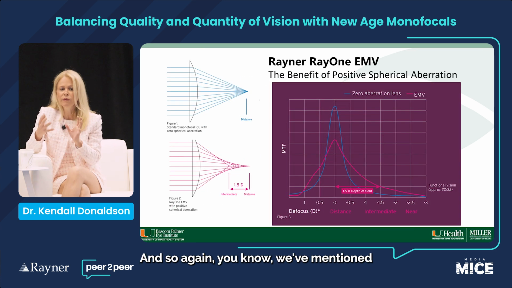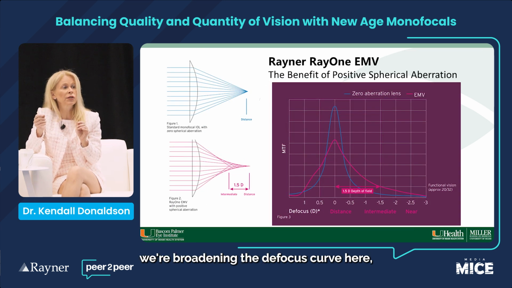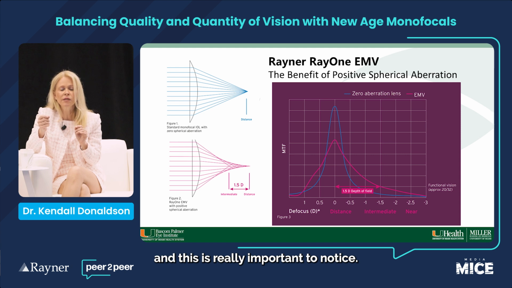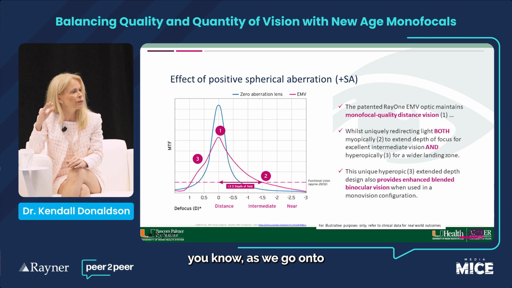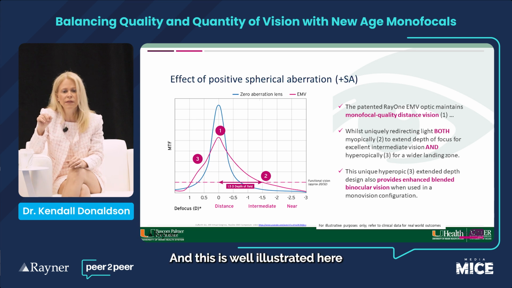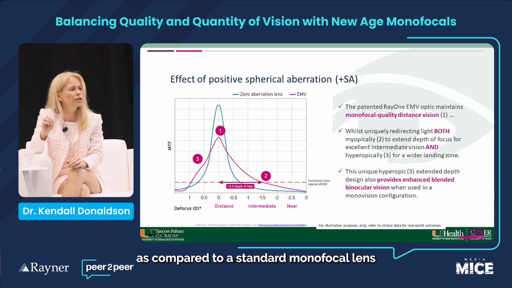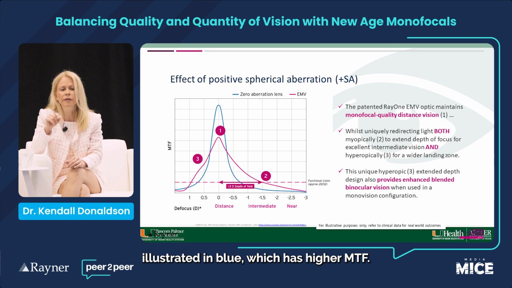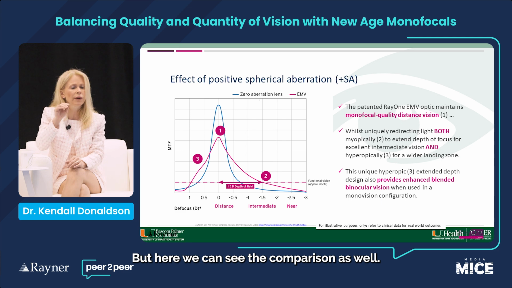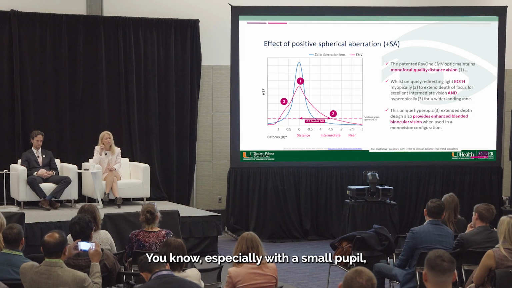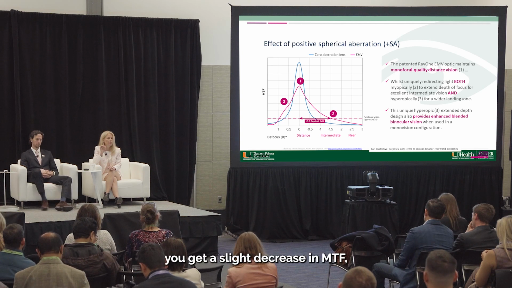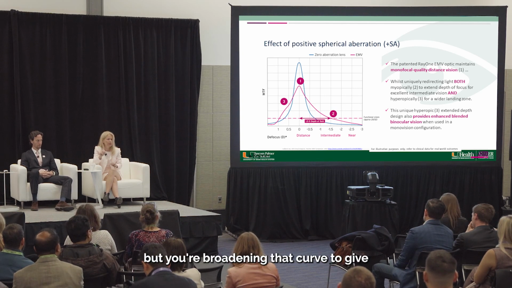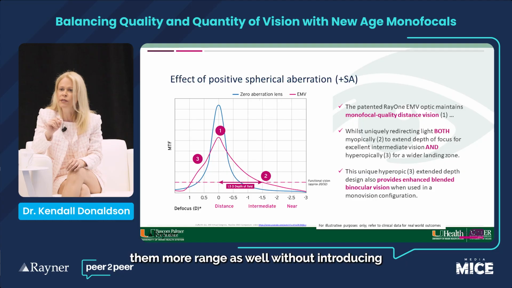And so again, we're broadening the defocus curve here, and this is really important to notice. You can see a little notch on the myopic side, but a broadened curve as we go onto the near end of the defocus curve. And this is well illustrated here as compared to a standard monofocal lens illustrated in blue, which has higher MTF, but here we can see the comparison as well. Especially with a small pupil, the MTF difference is almost negligible. With a larger pupil, you get a slight decrease in MTF, but you're broadening that curve to give them more range without introducing dysphotopsias.